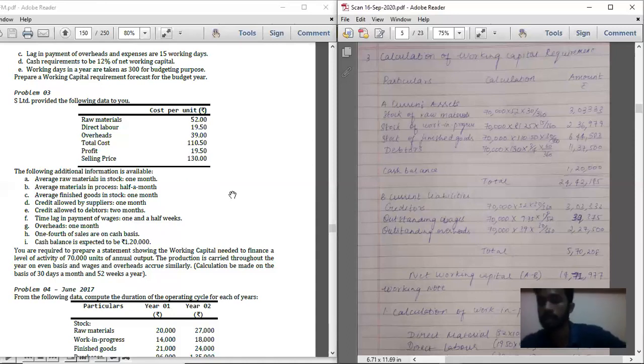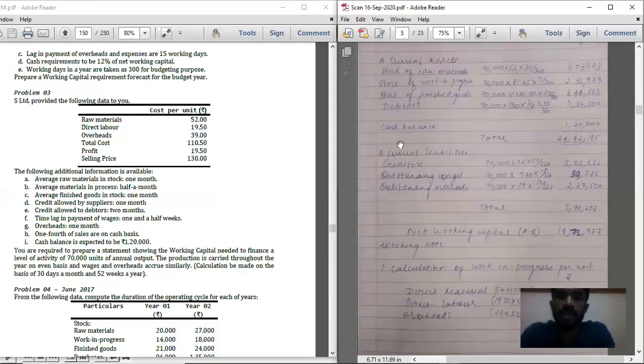So in the amount column, 11,37,500. It is 2 months. Credit allowed to debtors is 2 months, so 60 divided by 360. So in the amount column put 11,37,500. So that is the debtors value.